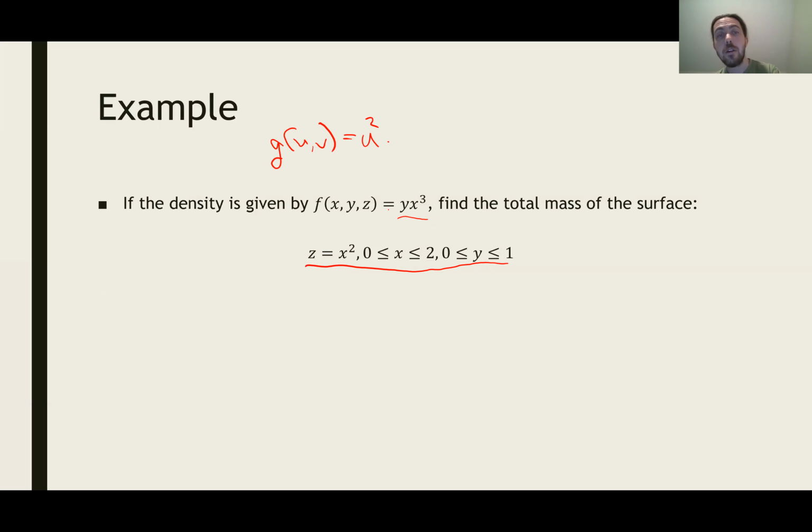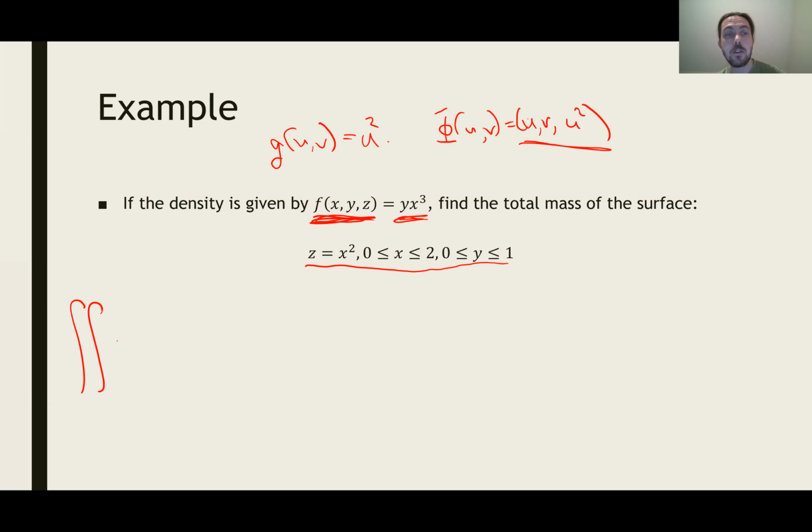So first, our parameterization, phi of u, v, is u comma v comma u squared. And so we're supposed to be calculating the double integral of our function y x cubed evaluated at this point. So here we're going to get v times u cubed. This is f of phi of u comma v.